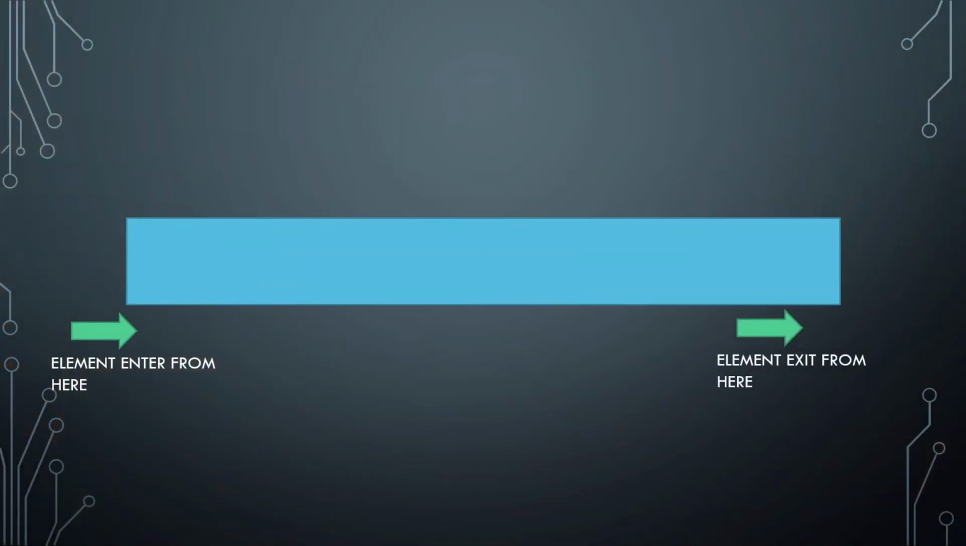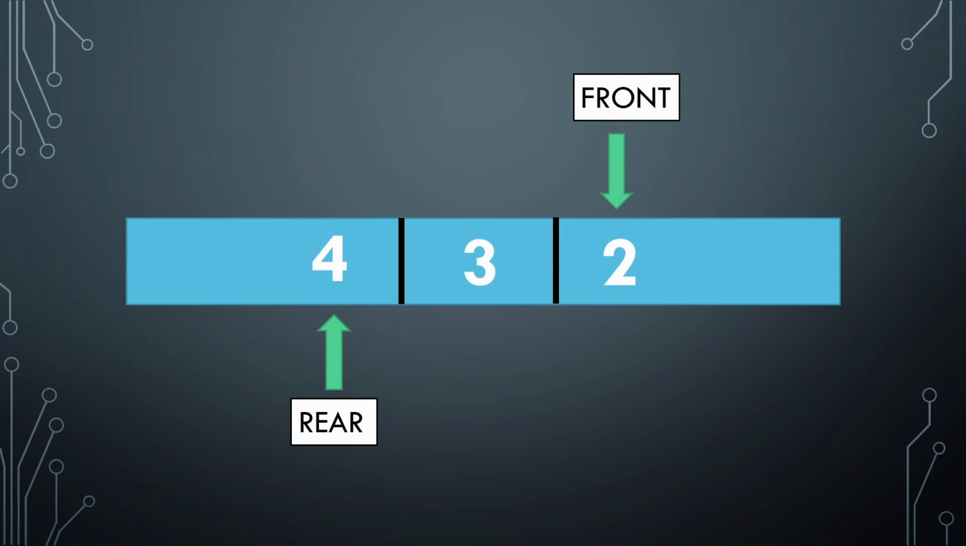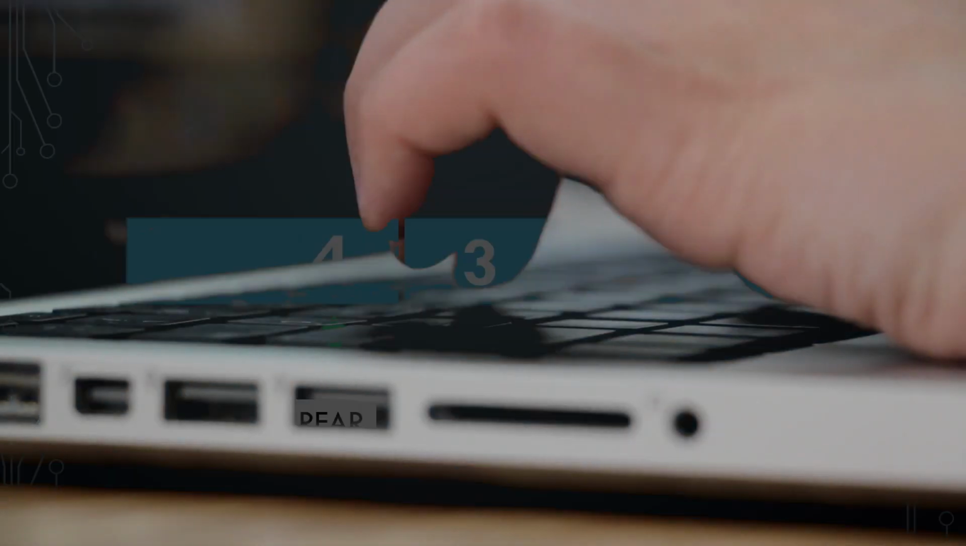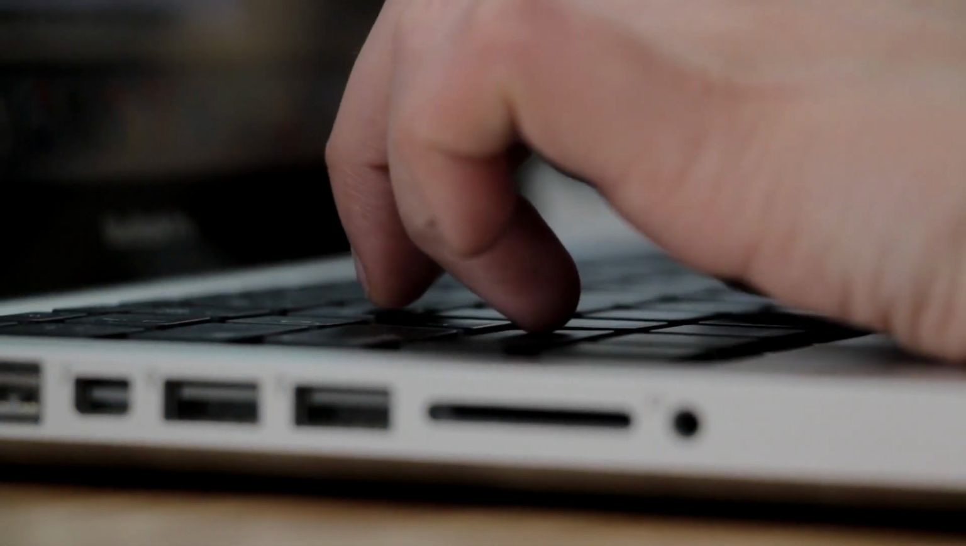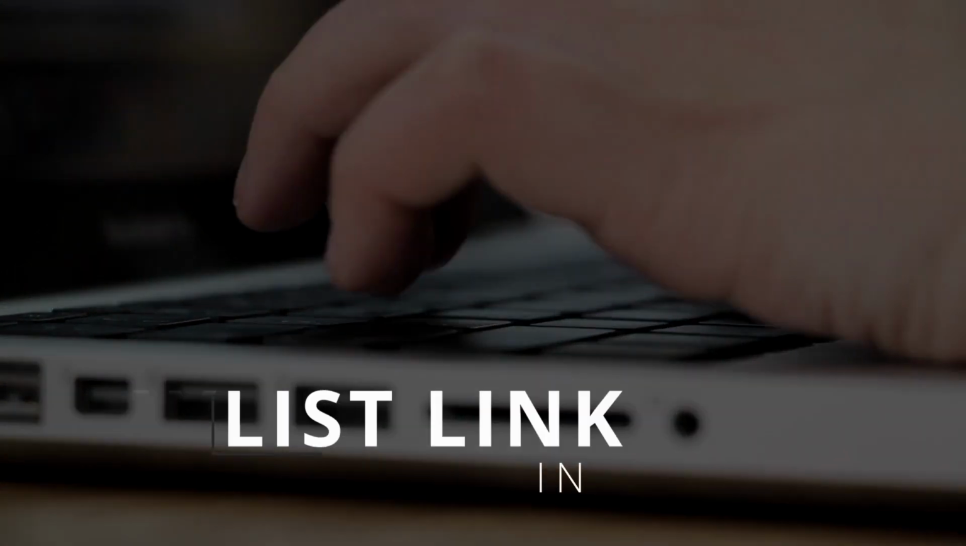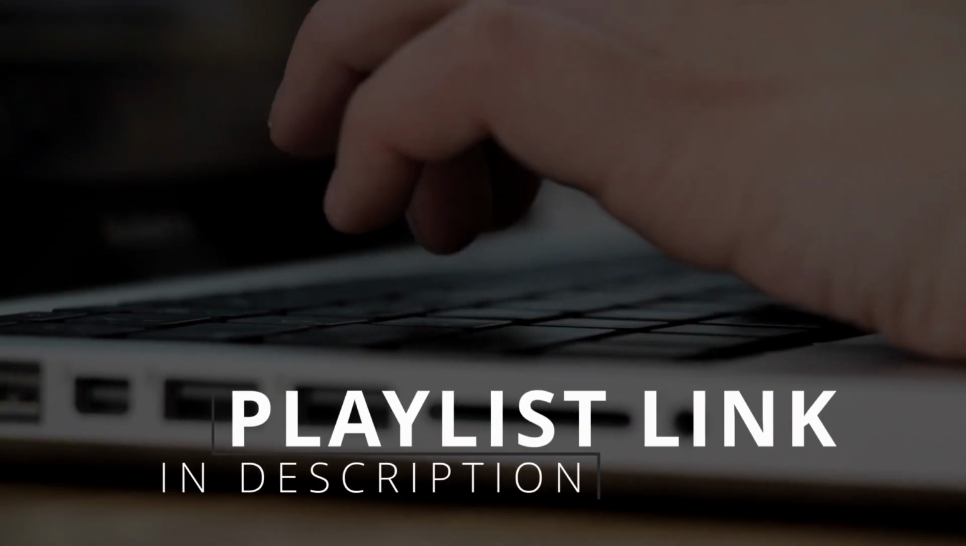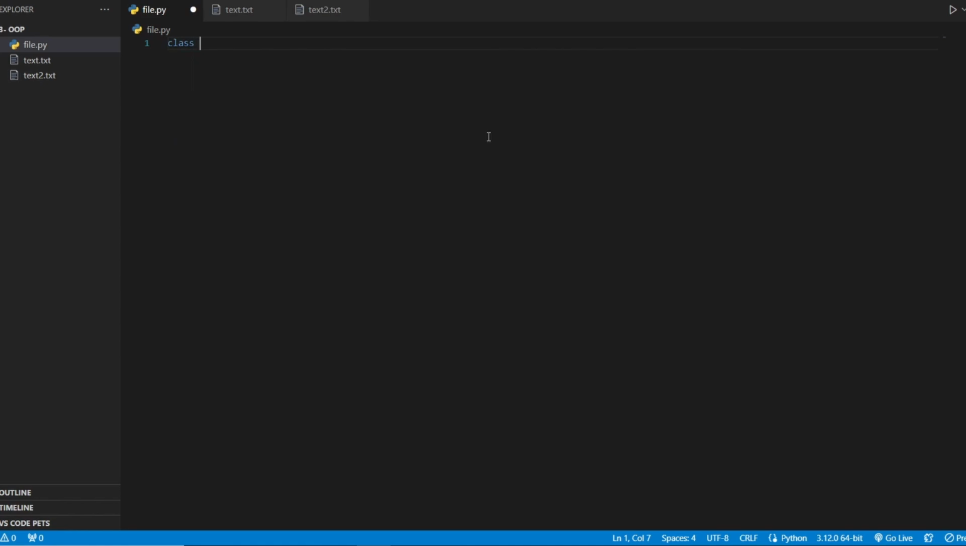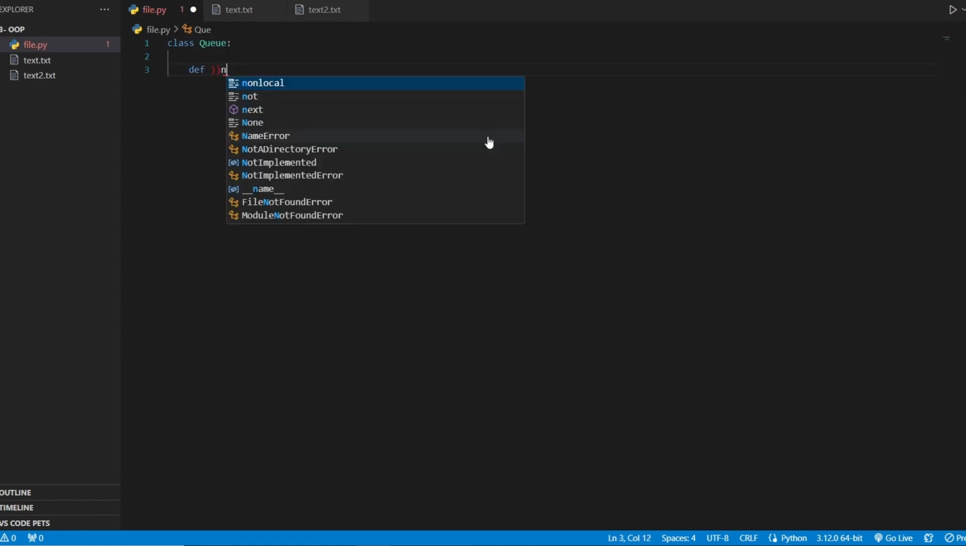It looks horizontal, it has a rear and a front, and data is inserted starting from the rear and gets out from the front, as you can see in front of you with this small animation. We will use the Python programming language, more specifically Python object-oriented programming, to build this queue. If you need to refresh your memory on some Python OOP concepts, make sure to visit my playlist, link in the description. Let us start by creating a class called Queue.